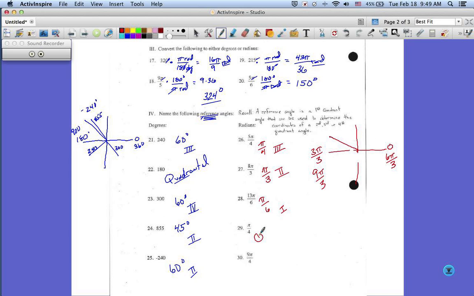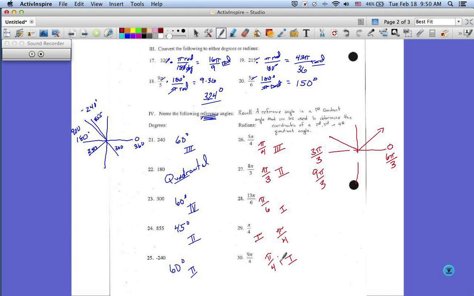Pi over 4 is quadrantal. That's the top of the circle. Oops, I'm sorry, pi over 4. I backtrack. I retract that last statement. Pi over 4 is, boom, right here. Okay, first quadrant, and it is its own reference angle. And 9 pi over 4 is coterminal, in fact, 2 pi over 4. So here's 4 pi over 4, 8 pi over 4, and 9 pi over 4 is right there in the first quadrant also.